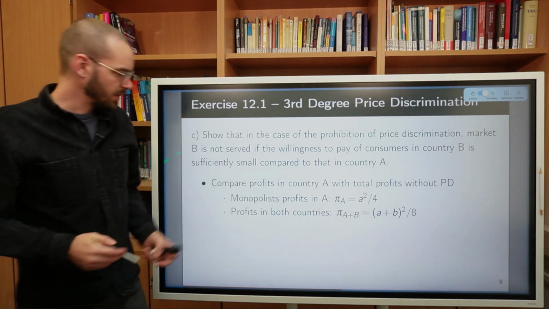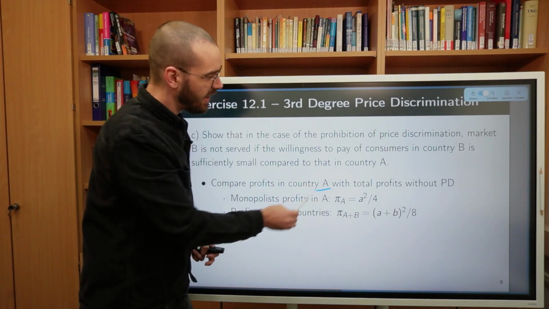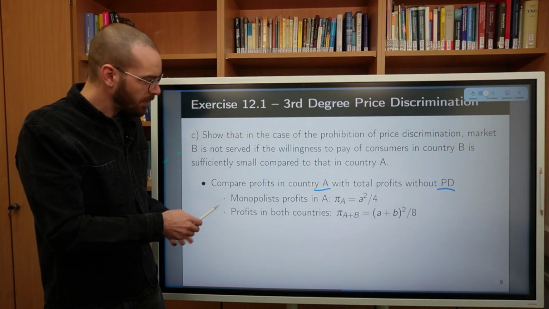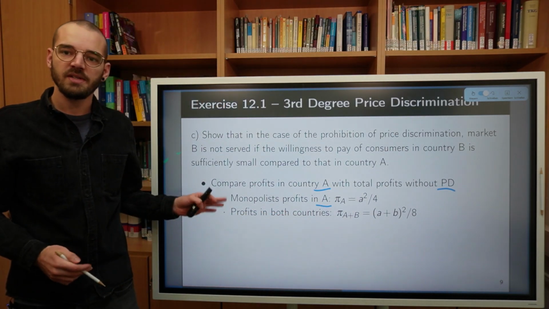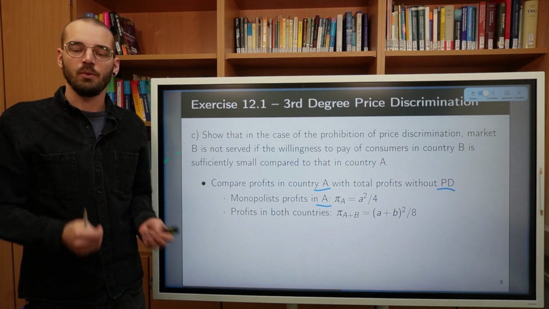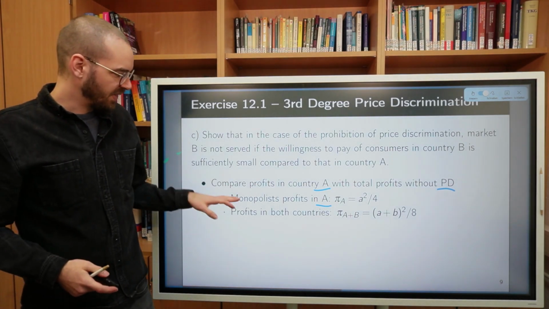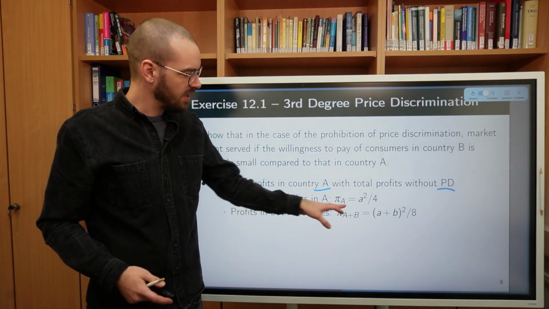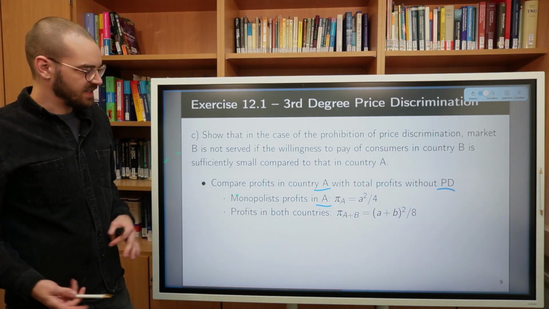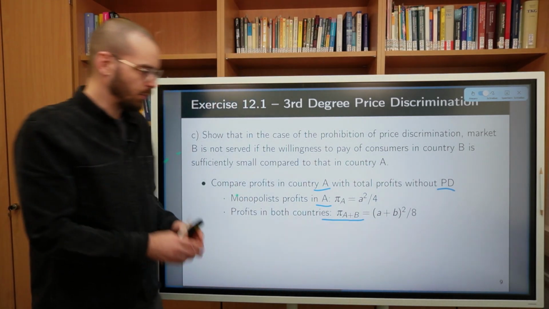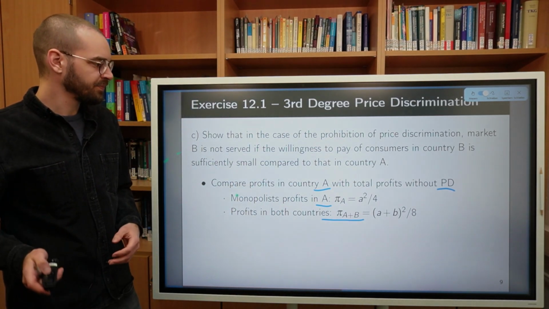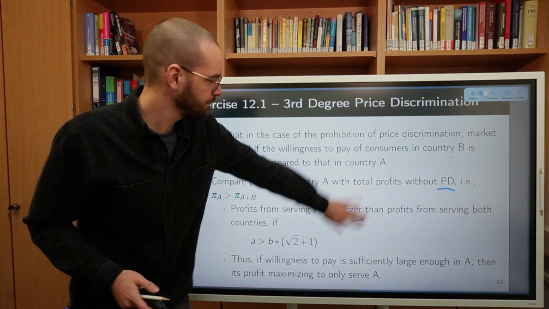All right. So, our approach is to compare profits in country A with the total profits without price discrimination. So, the monopolist profits in country A, we already found this out. When the monopolist is maximizing profits in countries separately, considering one market at a time, we found out that the monopolist profits in country A would be A squared divided by 4. In addition, we know from task B that profits when serving both countries is (A plus B) squared divided by 8.